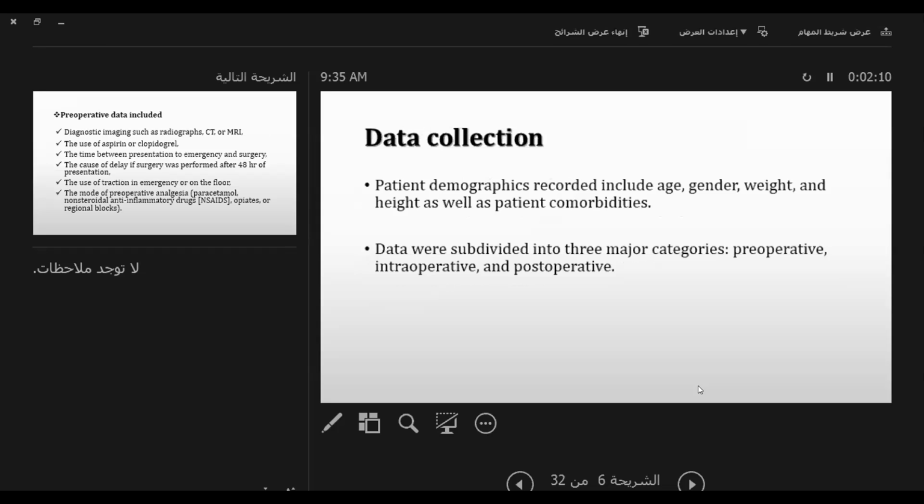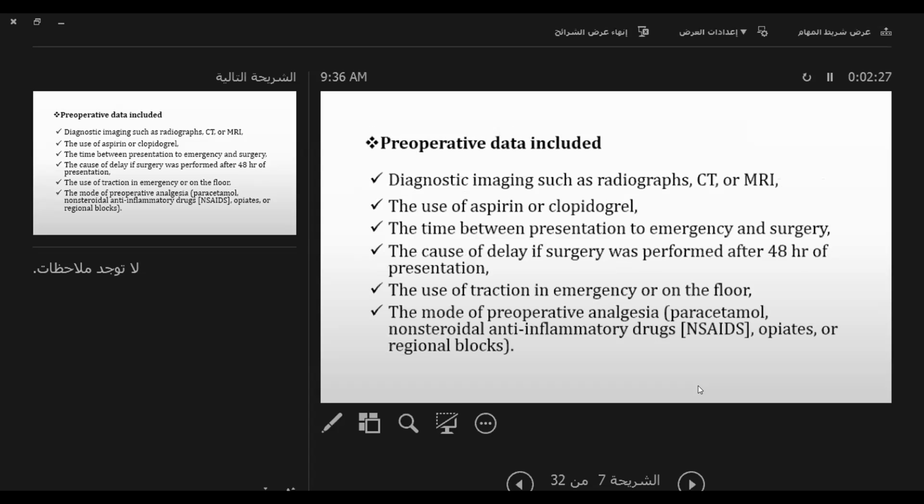We collected the data starting with patient demographics, including age, gender, weight, height, as well as patients' comorbidities. In addition, we collected data in the preoperative phase, intraoperative phase, and postoperative phase according to the AAOS guidelines. The preoperative data started with diagnostic imaging, either radiographs only, CT scan or MRI, the use of aspirin or clopidogrel, the time between admission and surgery, the cause of delay if there was any delay after 48 hours, the use of traction in the emergency room or on the floor, and the mode of preoperative analgesia.